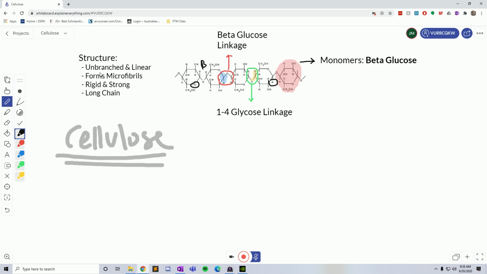For cellulose, the marks on the exam are, I believe, unbranched and linear, microfibrils, rigid, the 1,4 glycosidic linkage, the beta-glucose linkage, and the monomers. Sorry, the monomers.